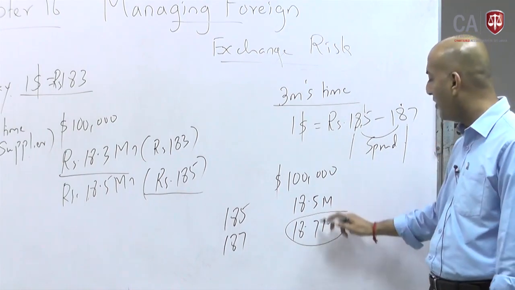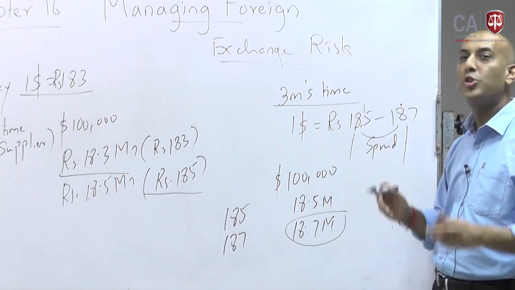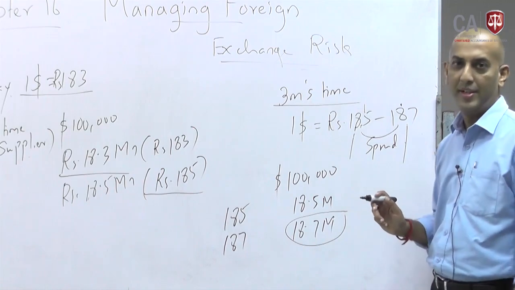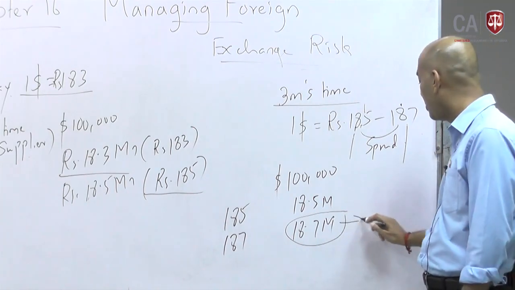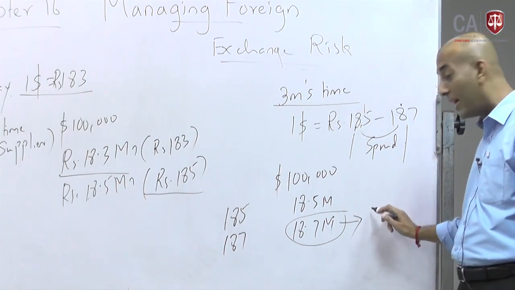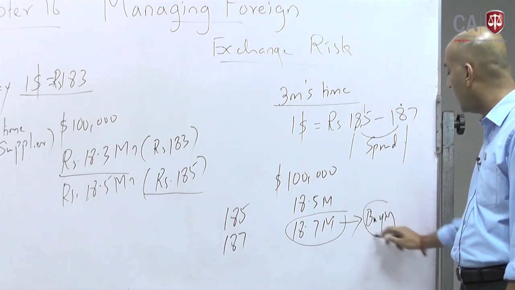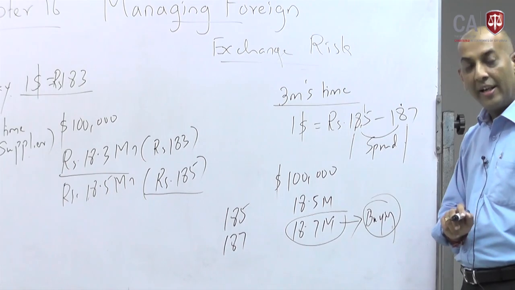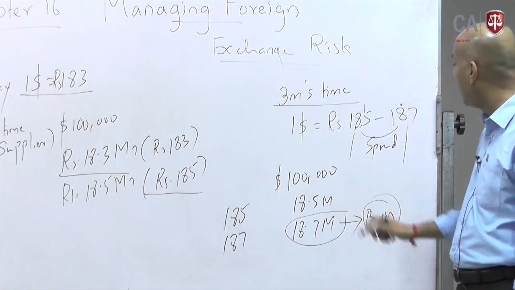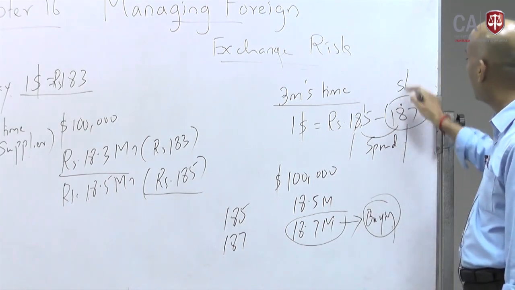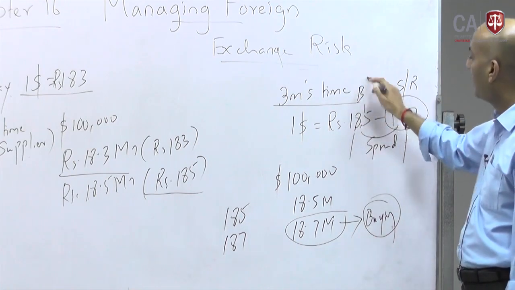If you are having two values, always to the bank you pay more. So 18.7 is your customer's buying. Customer is buying dollars at 18.7 million. In other words, bank selling rate, this is the selling rate. This is the buying rate.